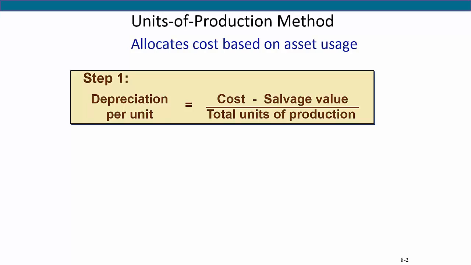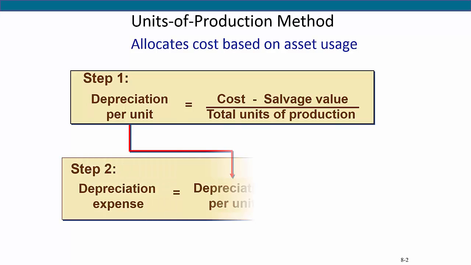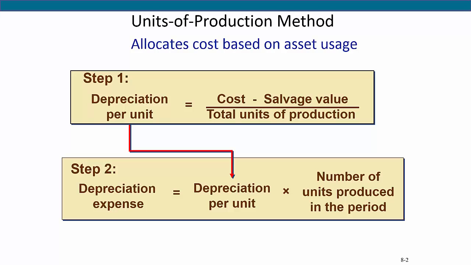A two-step process is used to compute units of production depreciation. We first compute depreciation per unit by subtracting the asset's salvage value from its total cost, then dividing by the number of units expected to be produced during its useful life. Units of production can be expressed in product or other units, such as hours used or miles driven. The second step, then, is to compute depreciation expense for the period by multiplying the units produced in the period by the depreciation per unit.